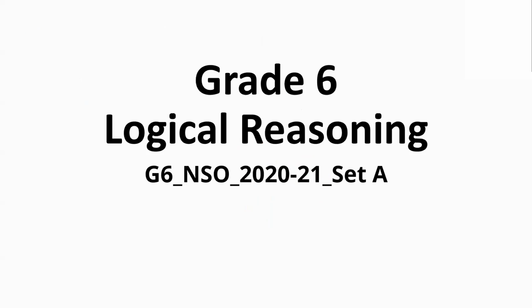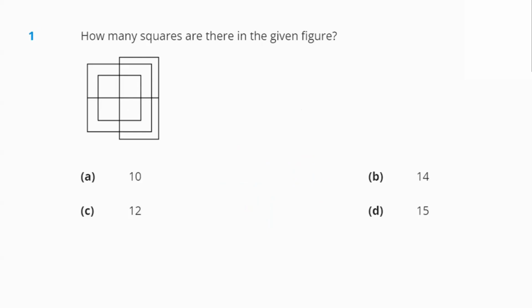Now we will be doing grade 6 science logical reasoning NSO 2020-2021 set A questions. Moving on to the first question. We have to find how many squares there are in the given figure. So in this, first we'll find the small squares.